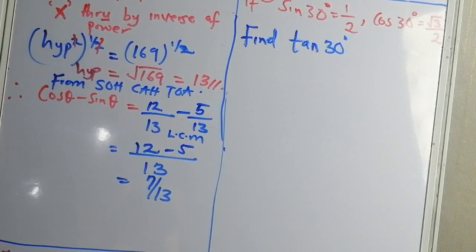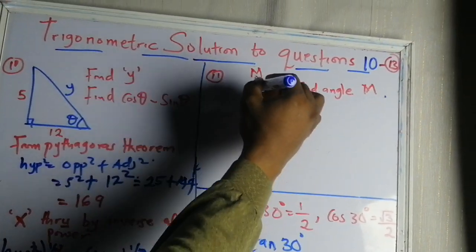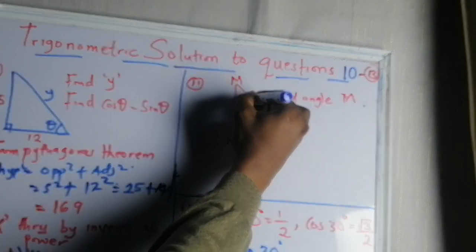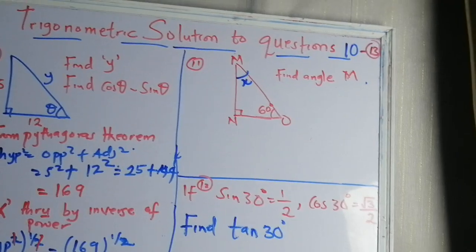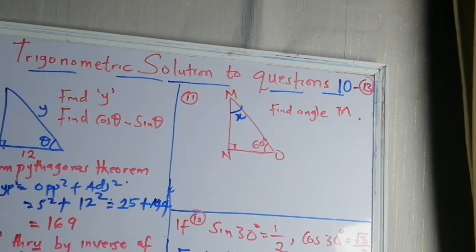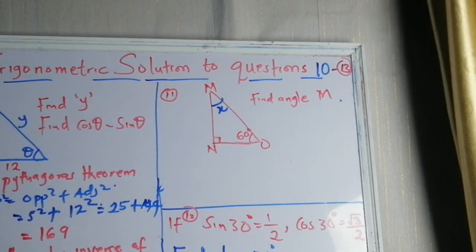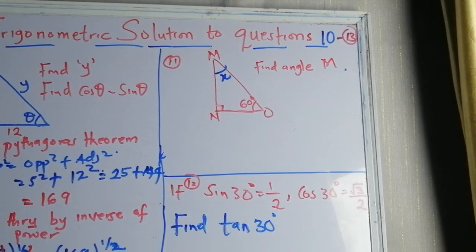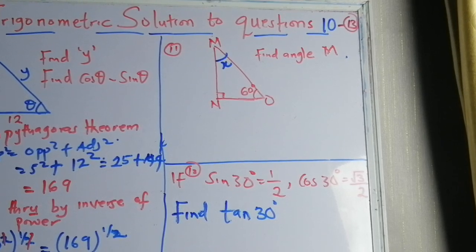Now let's move to question 11. Find angle M. Let's say angle M here is x. Now look at it very well. The sum of angles in a triangle is what? 180. The sum of angles in a triangle is 180.